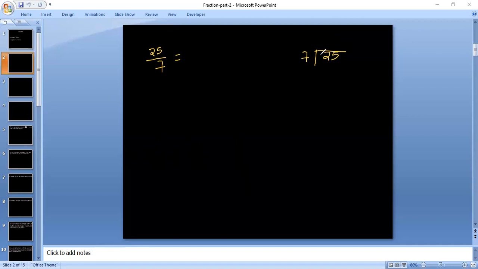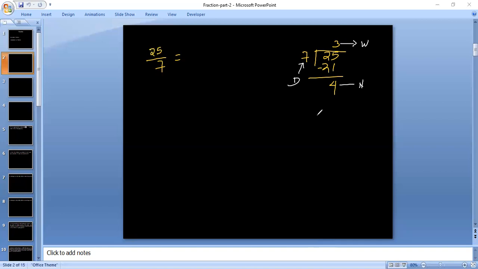7 3s are 21. Simply subtract, then it will be 4. Now the remainder will be the numerator, and the quotient will be your whole number, and there is no change in the denominator; the denominator will be the same.